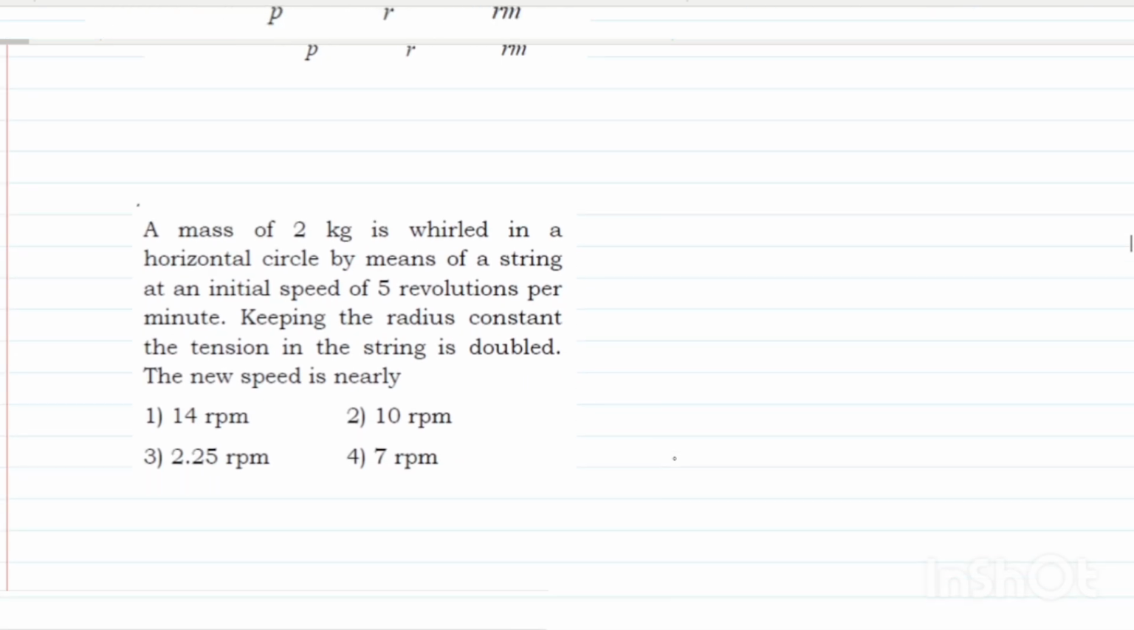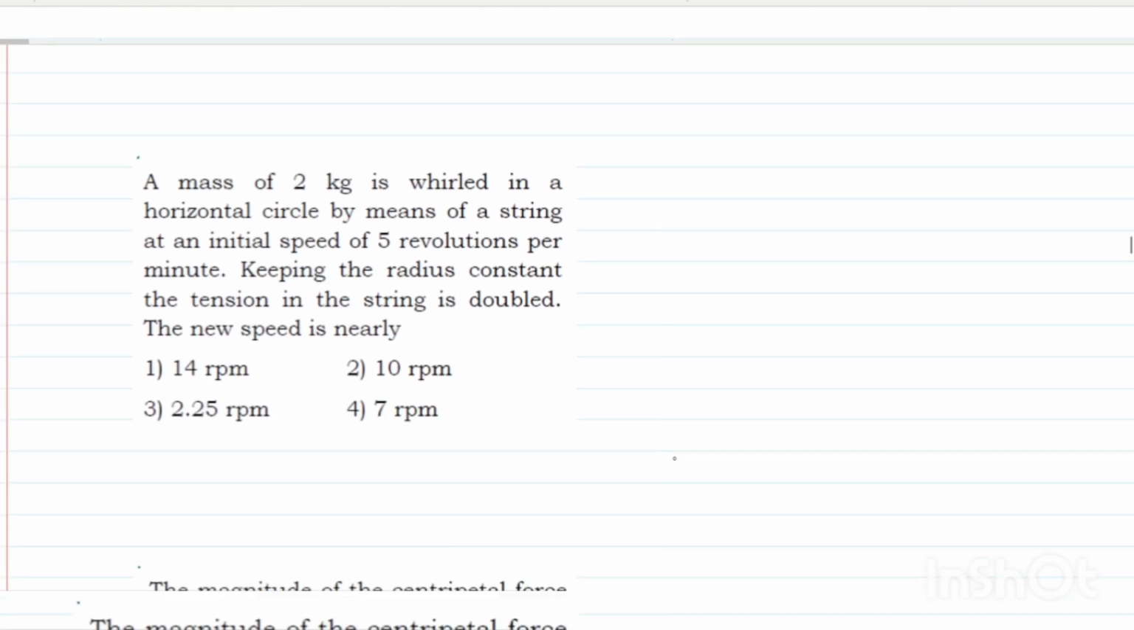Let us see the next question. A mass of 2 kg is whirling in a horizontal circle by means of a string with an initial speed given as 5 revolutions per minute. That means the frequency is given. 5 rotations per minute is the frequency.